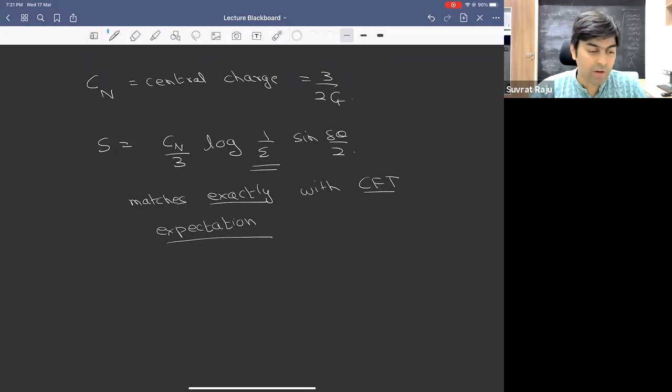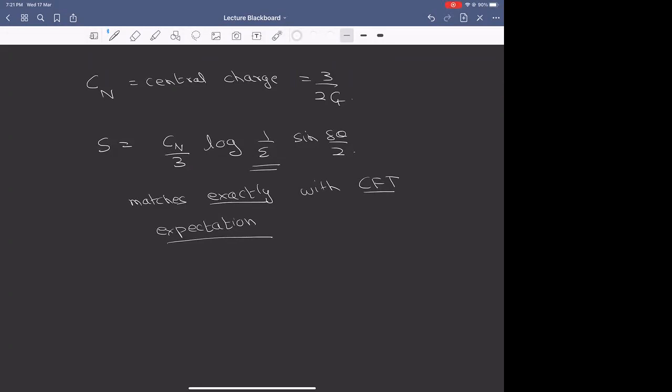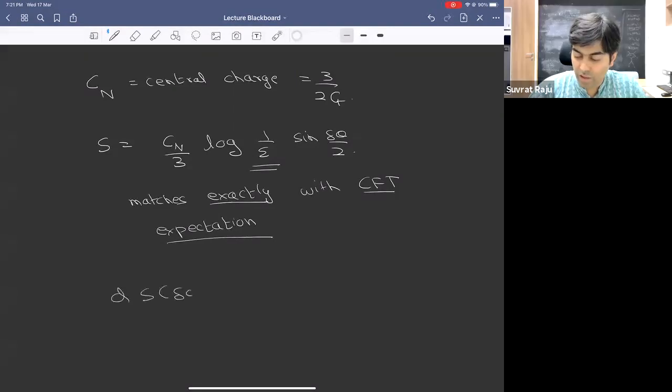Just to emphasize once again, there is a UV divergence, but let me just emphasize that, if you were to, for instance, compute d S of delta theta by d delta theta, that is something that is meaningful. The log of 1 over epsilon will just drop out. Let me also say that, so this is independent of epsilon.